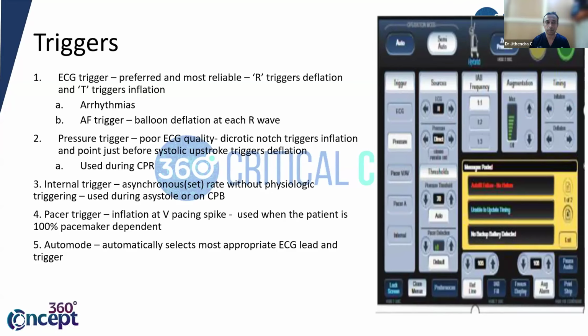Now coming to the triggers proper. I told you the commonly used one is the ECG trigger. You have an ECG waveform, and from it the console will pick. It is the preferred and the most reliable one. R triggers the deflation: coming from the starting PQ, at the R it will trigger the deflation, and T triggers inflation. I told you inflation happens at the middle of the T wave, and deflation happens just at the R wave or just before the R wave.